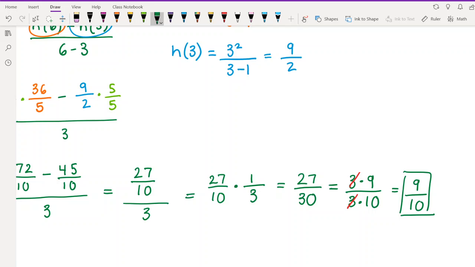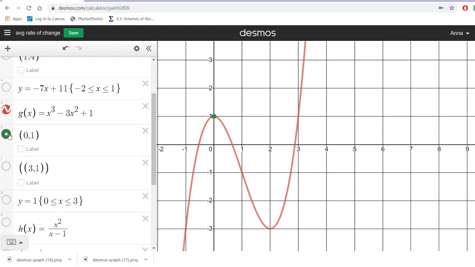Okay, so let's look at our graph of this just to get a visual on it. So here is the function.